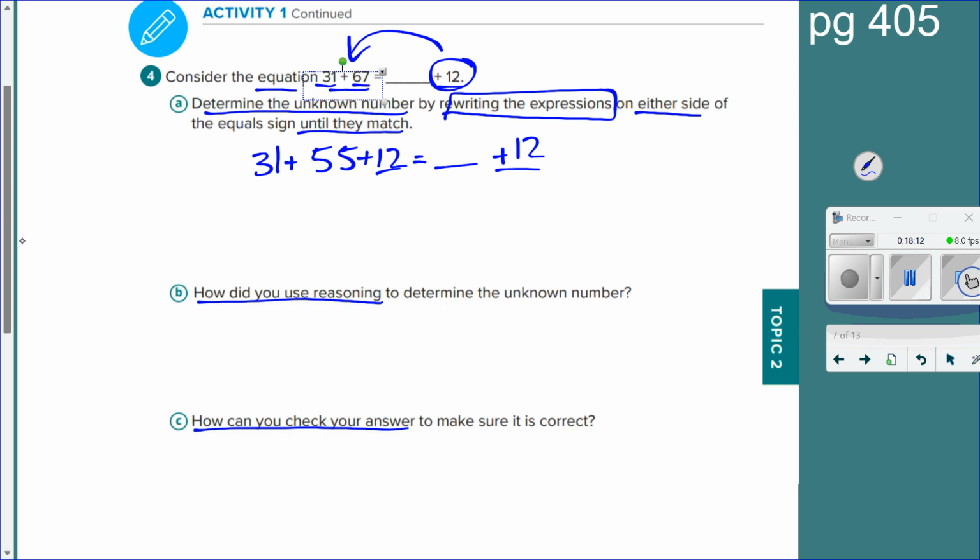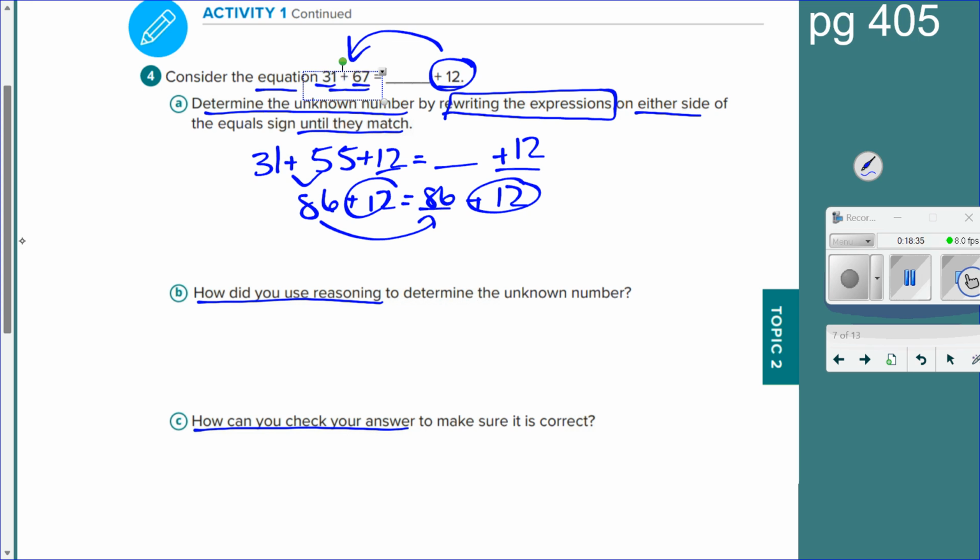So now I put these two pieces together. What's 31 plus 55? That's going to give me 86. 86 plus 12 equals something plus 12. Well, now these pieces that are the same, meaning this just goes right here. That makes sense.